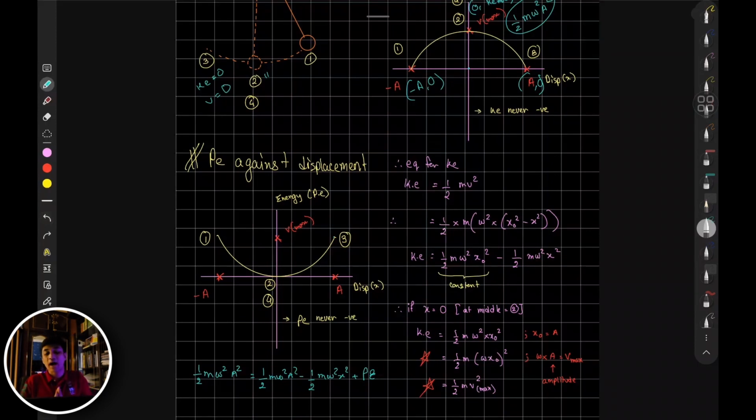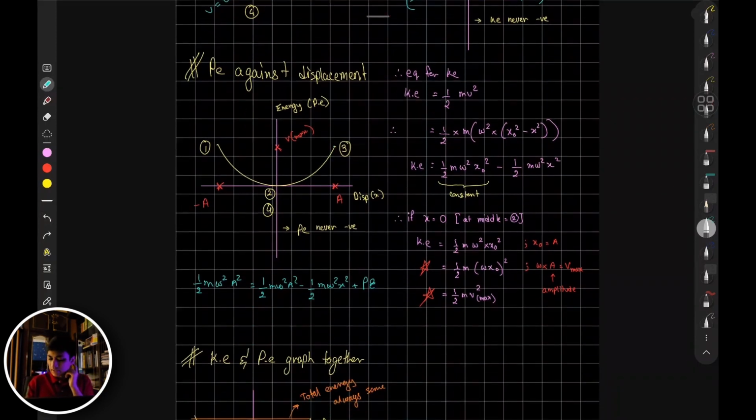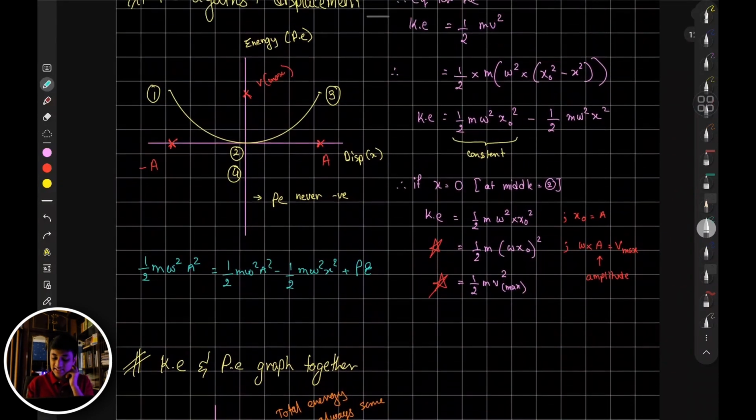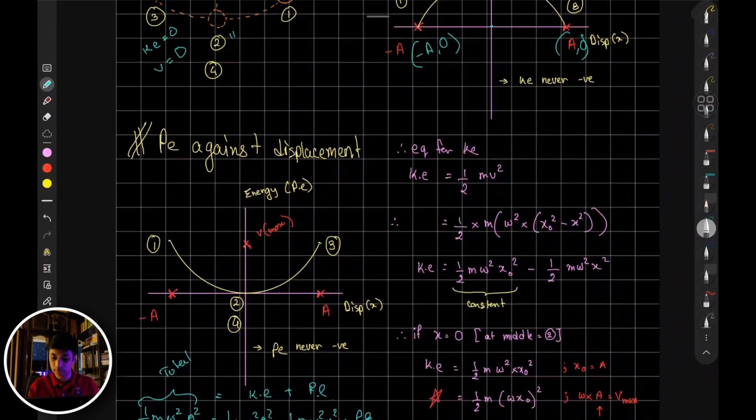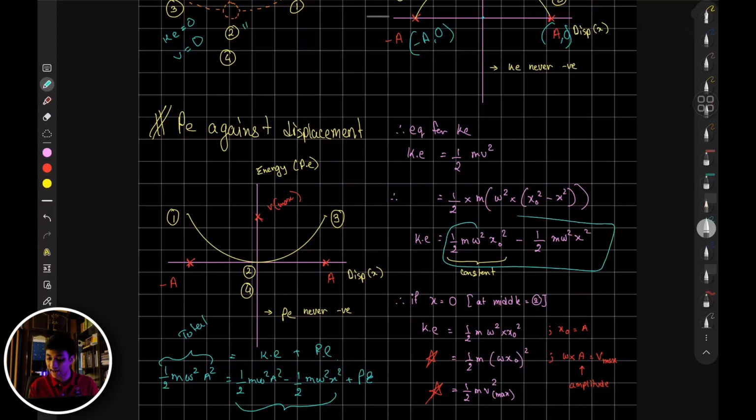Now, if you want to know how this curve is derived, the equation for the curve is basically this. This is the total energy, and you know the total energy is half m omega squared x naught squared. This never changes, so you can plug that in over here. And what is the total energy equal to? Total energy is equal to kinetic energy plus potential energy. This is the equation for kinetic energy.